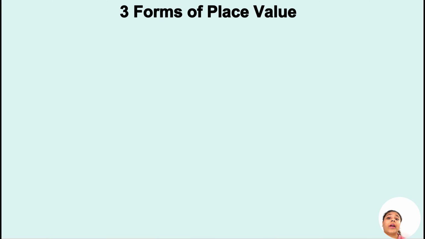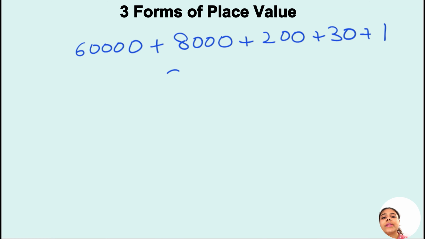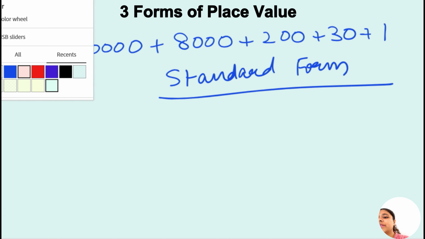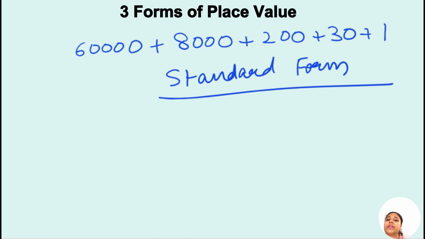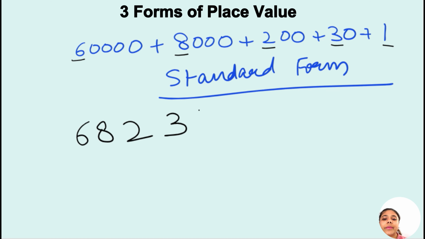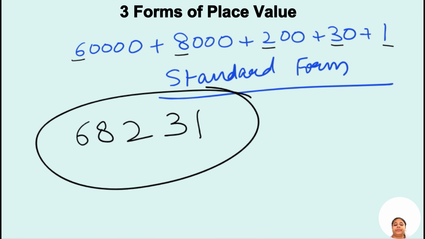Now let's talk about if we have already been given an expanded form. For example, how will you write it into standard? You are already given expanded form, you have to write it in the standard. It's very, very easy. What you have to do is, you just have to pick the first numbers. 6, 8, 2, 3, and 1. This is your answer.